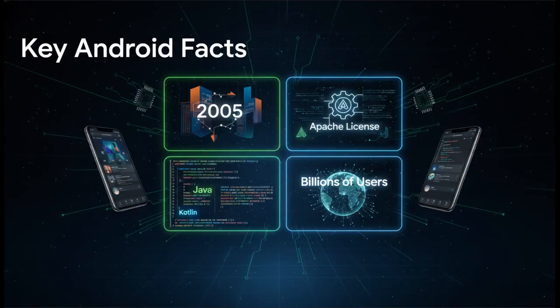Let's hit a few rapid-fire foundational facts. Google actually acquired Android way back in 2005. It is totally open source under the Apache license, which is huge because it means device makers can tweak it before putting it on their hardware. As for the coding itself, developers primarily use Java and Kotlin. And today, billions of users choose Android simply because it's insanely flexible, incredibly powerful, and famously user-friendly.